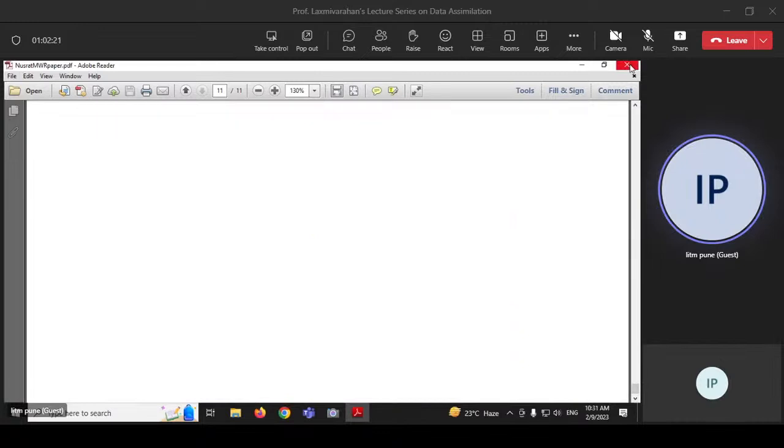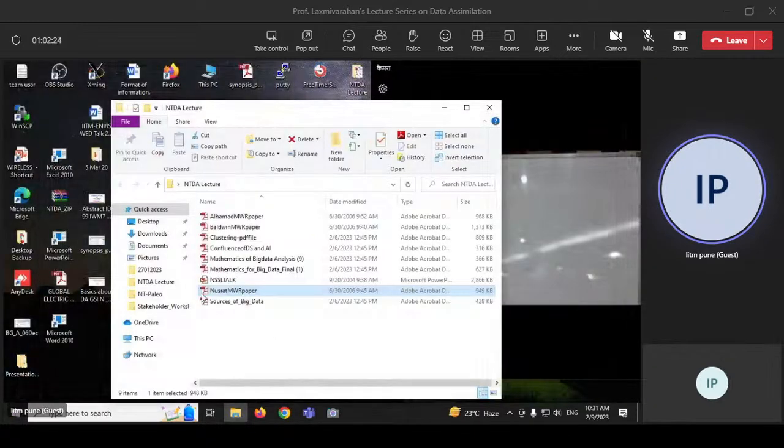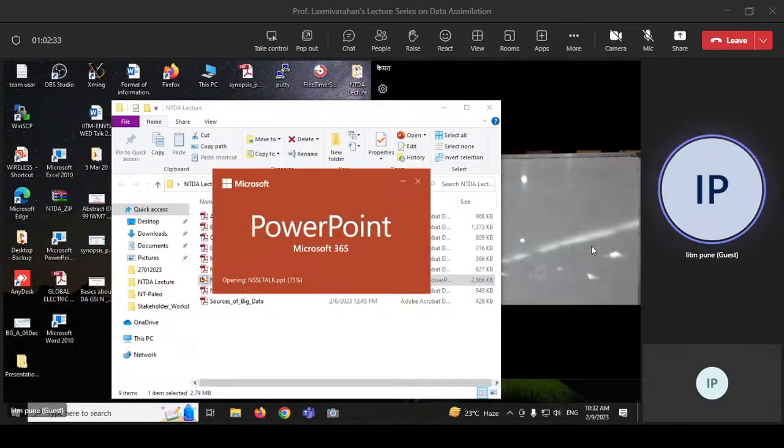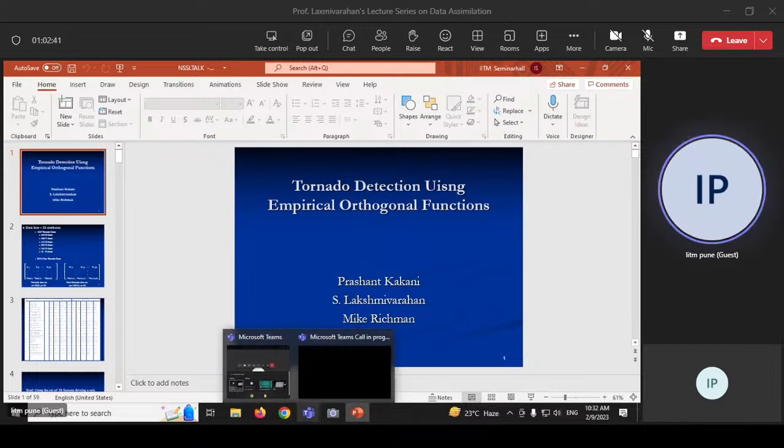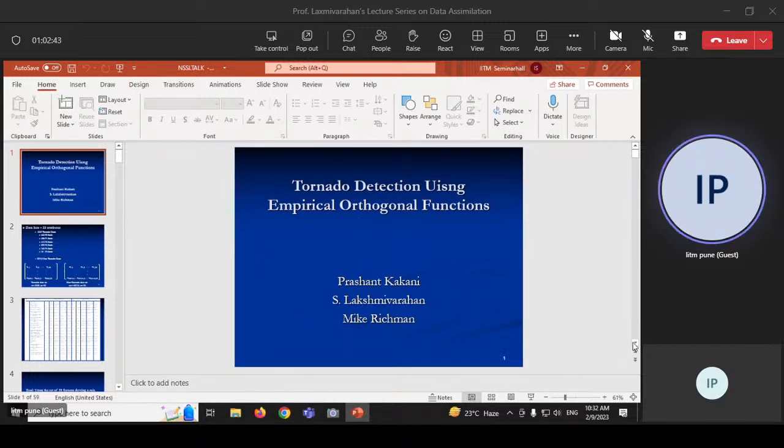Okay. One more, without belaboring the issue, I want to tell. Well, clustering confluence and mathematics. There was a talk I gave to the National Severe Storms Lab. This is called tornado detection using empirical orthogonal functions. This is again a detection process. This was done as a master's thesis by Prashant Kakani, myself, and Mike Richmond, my colleague in meteorology.